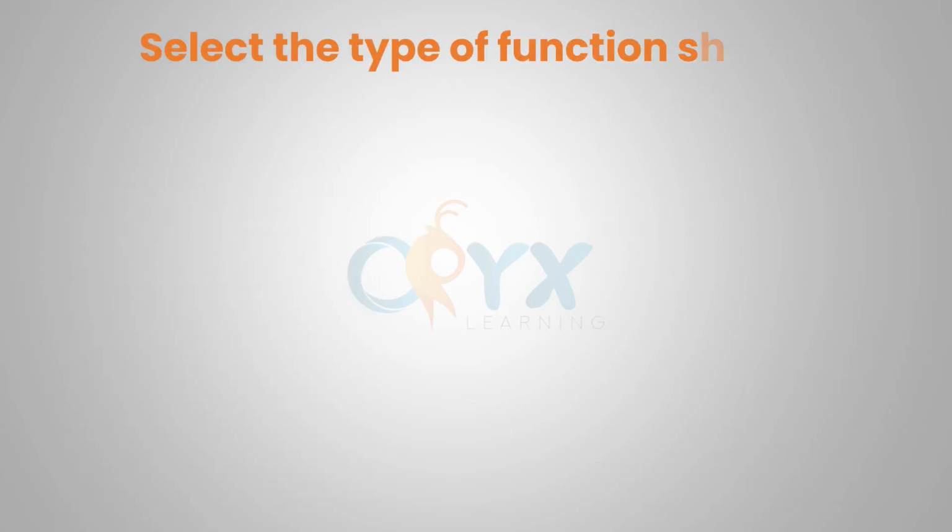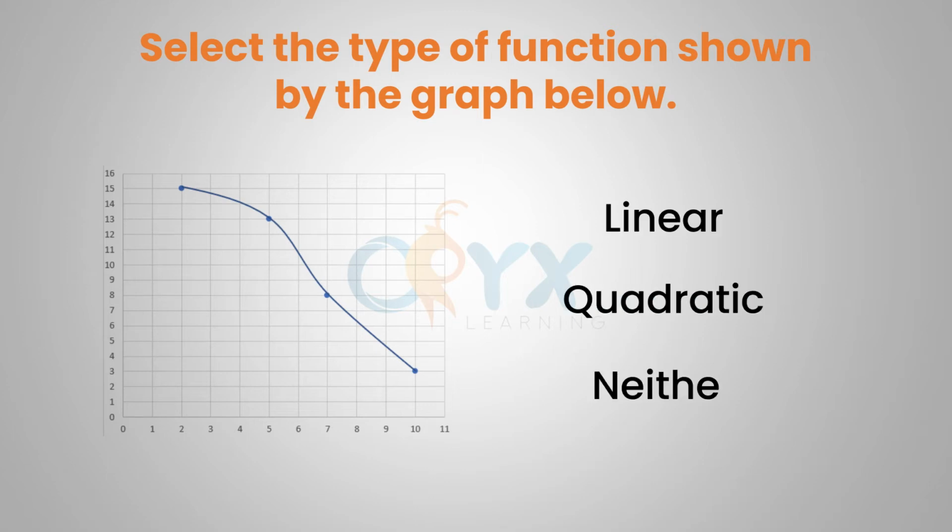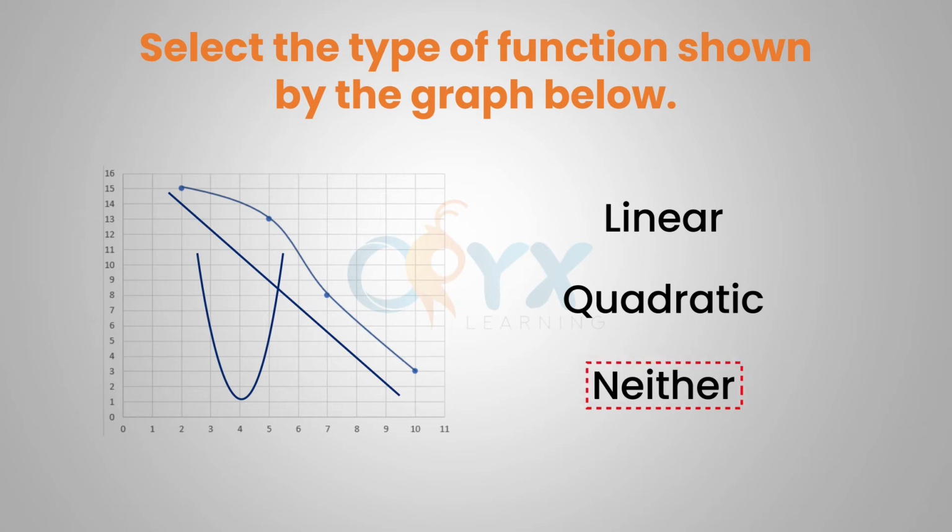Select the type of function shown by the graph below. Is that function linear, quadratic, or neither? In order to be linear, it would have to create a straight line. We can see that the graph is not a straight line, so it is not a linear function. In order to be quadratic, it would have to form a parabola or a U-shaped graph. The function shown does not form a U-shaped graph, so it is not quadratic. Therefore, it is neither.